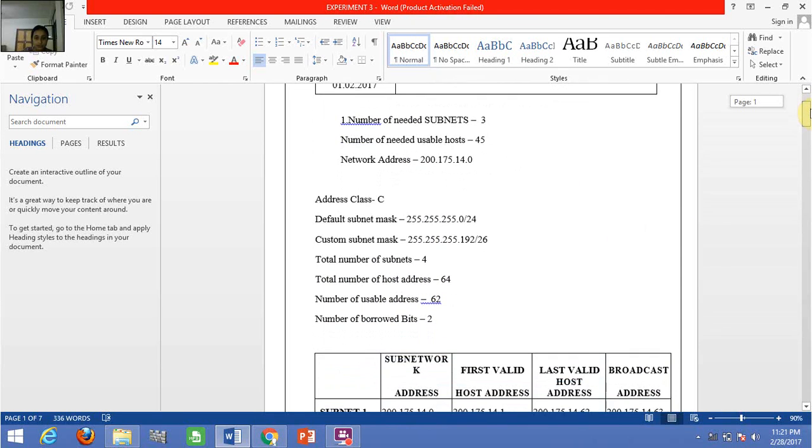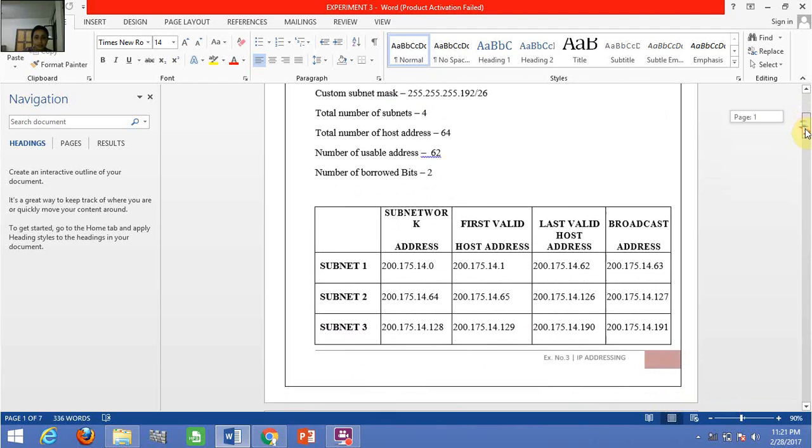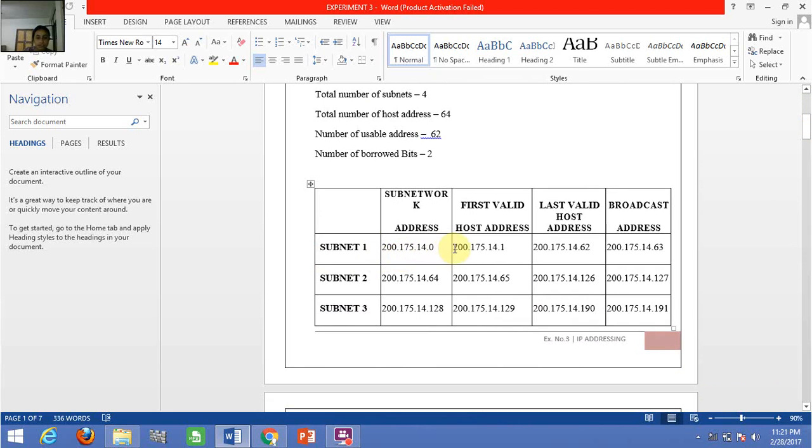We know that the number of bits that we had borrowed was 2, and we have got a table over here which we have to fill. Since the total number of subnets that we have obtained is 4, out of which we have to write any three subnets over here. Between each subnet there will be a gap of 64. The first network address is 200.175.14.0, the second subnet is 200.175.14.64 and the third subnet is 200.175.14.128.